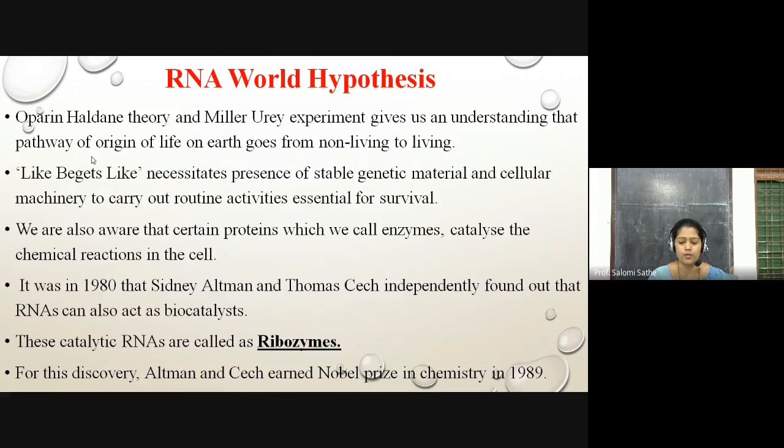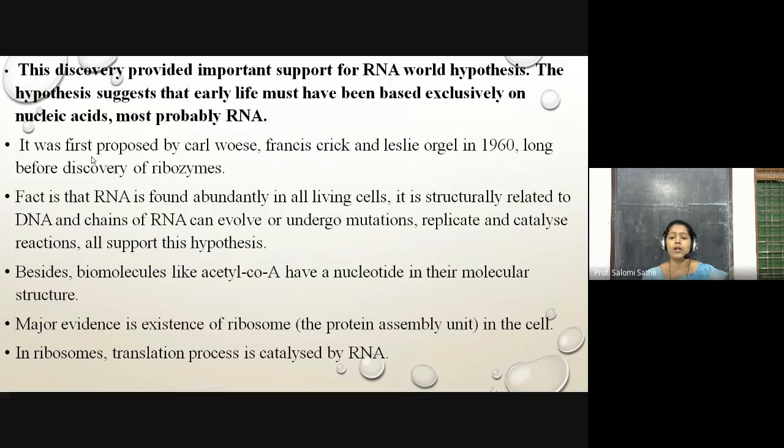Next, RNA world hypothesis. In the RNA world hypothesis, the Miller and Urey experiment gives an understanding that the path of origin of life on Earth goes from non-living to living. Also, they are aware of certain proteins which we call enzymes, which catalyze chemical reactions in cells. Then these catalytic RNAs they called ribozymes. For this discovery, the scientists got the Nobel Prize in Chemistry in 1989. This discovery provided important support for the RNA world hypothesis.